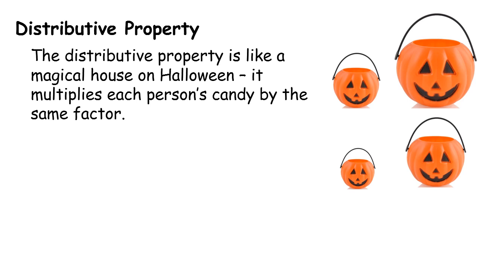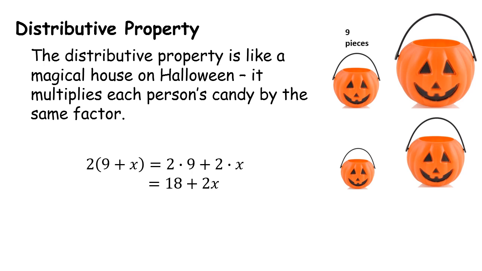Another way to think about the distributive property is like a magical house on Halloween. Rather than giving everyone one piece of candy, it would multiply each person's candy by the same factor. So let's pretend that the person has 9 pieces of candy in their bucket. The magical house would double that to 18. Showing that in an equation would be 2 times 9, doubling 9, right? 2 times 9.